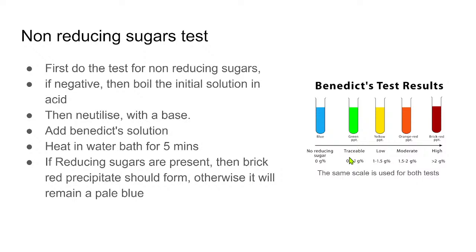If that comes back negative, then we'll get a new sample, add some hydrochloric acid, a strong acid, and boil it in that acid for a certain time. Then neutralize it with a base. So any base will do, or alkali. And then you are going to add your Benedict's solution again, heat it up in a water bath, and then you get the same results with the formation of your brick red precipitate.